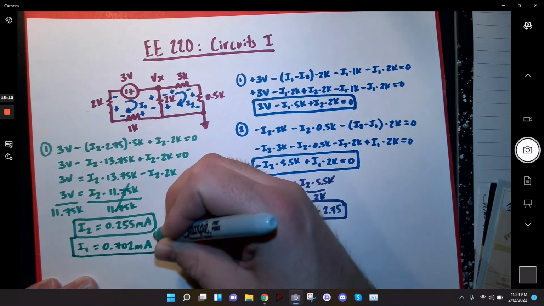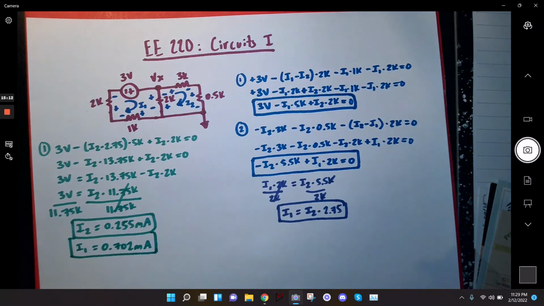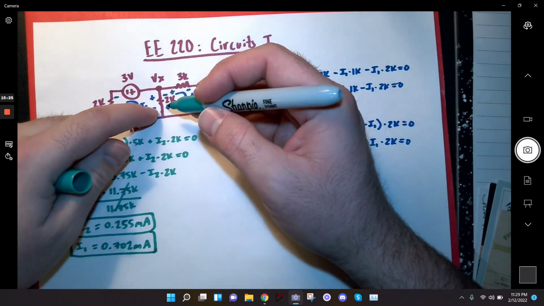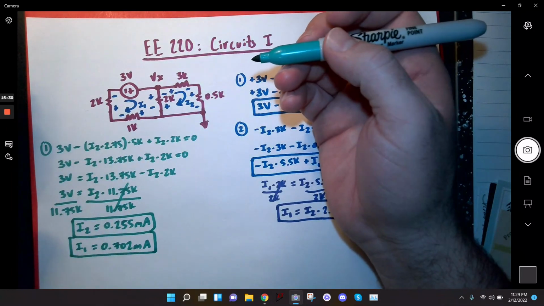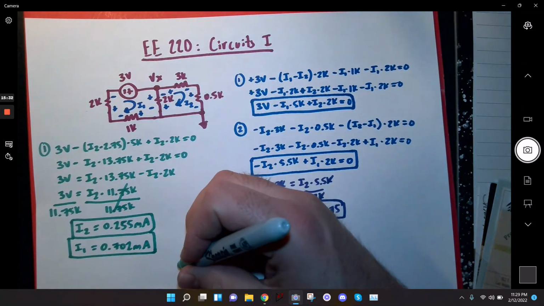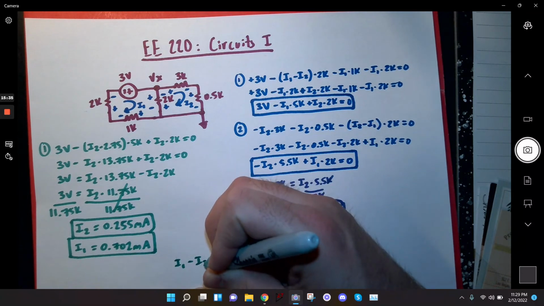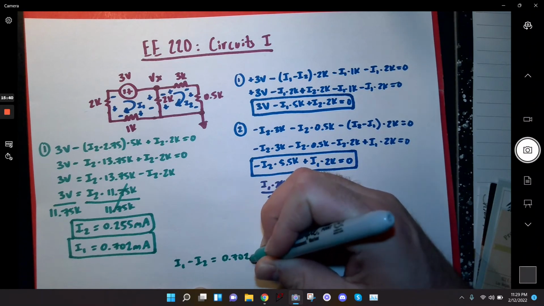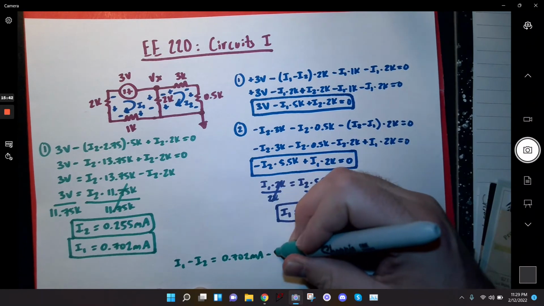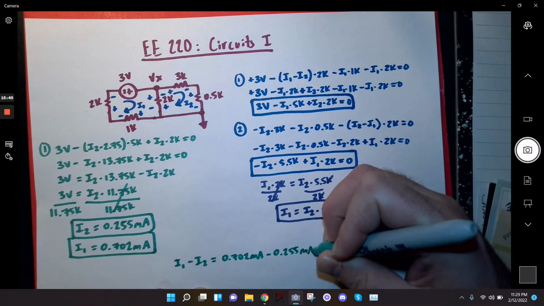Alright. So now I've got I1 and I've got I2, so I can go ahead and solve for Vx if I wanted to. And I do want to. So basically, I1 flows down through the resistor, right? And I2 flows up through the resistor, which means my current flowing through the 2K is I1 minus I2, or 0.702 milliamps minus 0.255 milliamps.